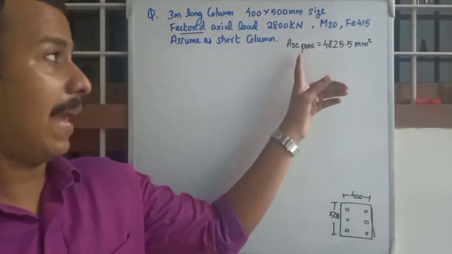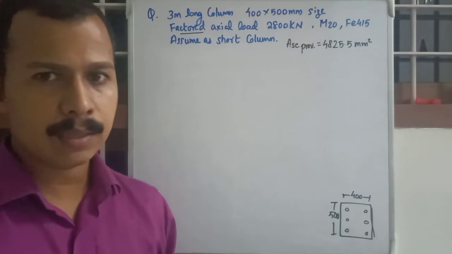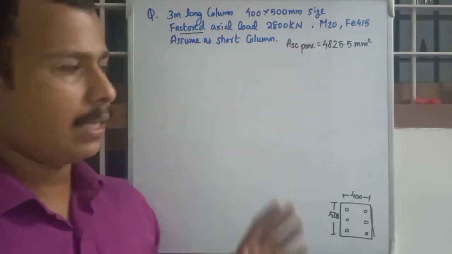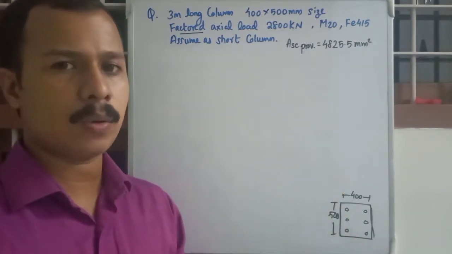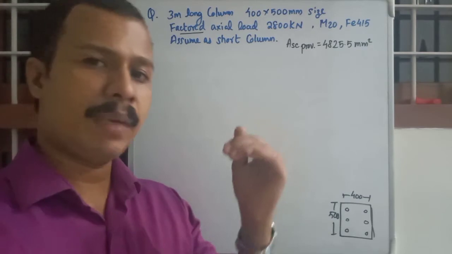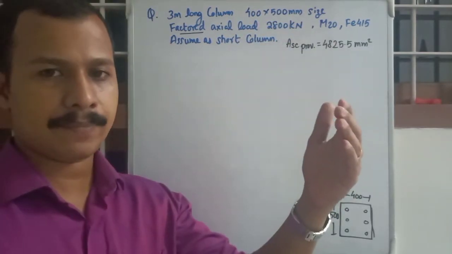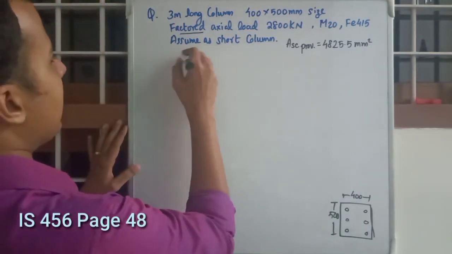So we have ASC provided as 4825.5 mm square. So from now on we will be using this value for ASC. Okay, and on page number 48 of the IS code we have the details of minimum reinforcement, minimum ASC and maximum ASC.